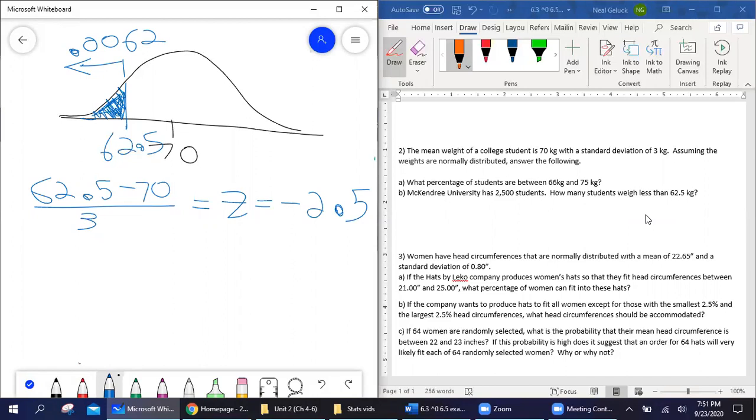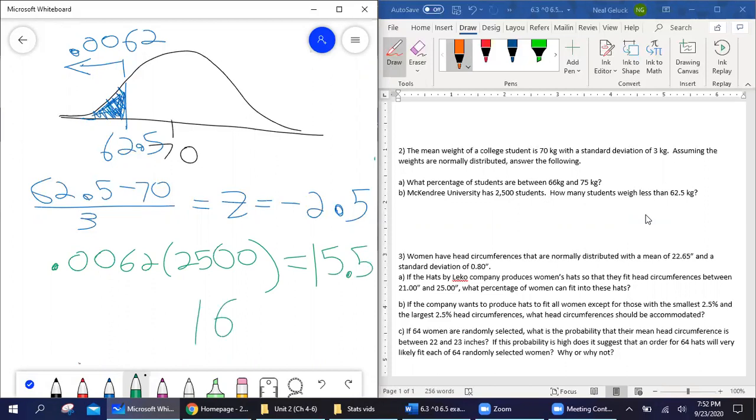But this problem is asking, okay, then out of 2,500 students, how many can I expect? So I have to take my probability and multiply it by 2,500. And that'll give me about 15.5. So I'll round that to the nearest, and we'll say 16 students. Only 16 students out of the 2,500 of McKendree can be expected to weigh less than 62.5 kilograms.